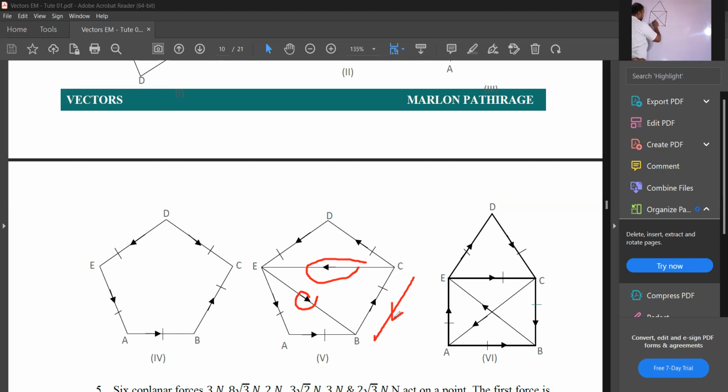Okay. This one for here, to this direction, into this direction, into this, this one. A, B, C, D, E. Okay. Last one.